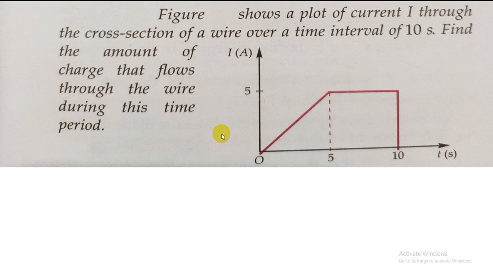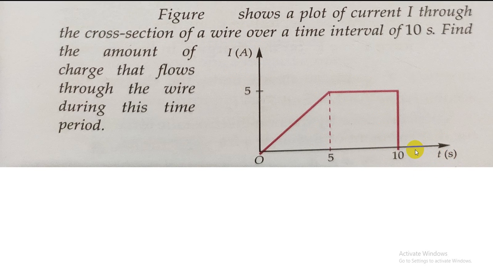Now, we know the formula Q is equal to I into T. Earlier also, we always know that when a graph is given, the area under the graph, or the area under the curve, represents the product of the two physical quantities given along the y-axis and x-axis. So the area here will be given by I into T, and I into T we know is Q.